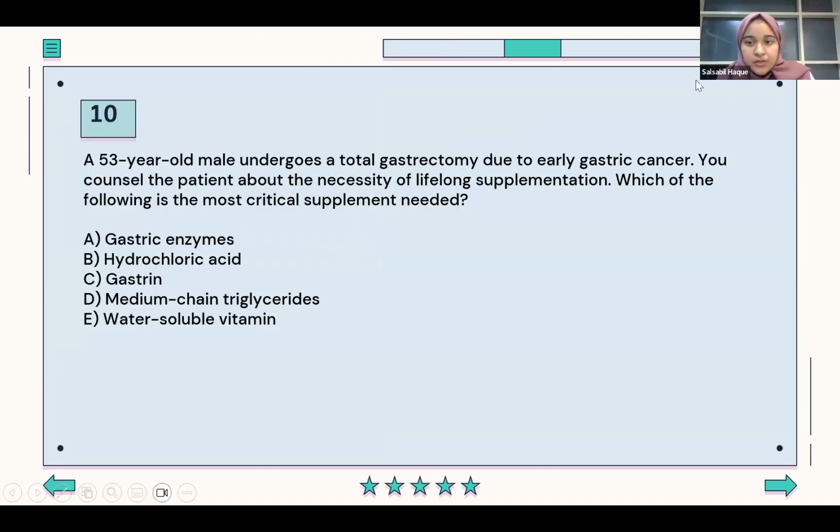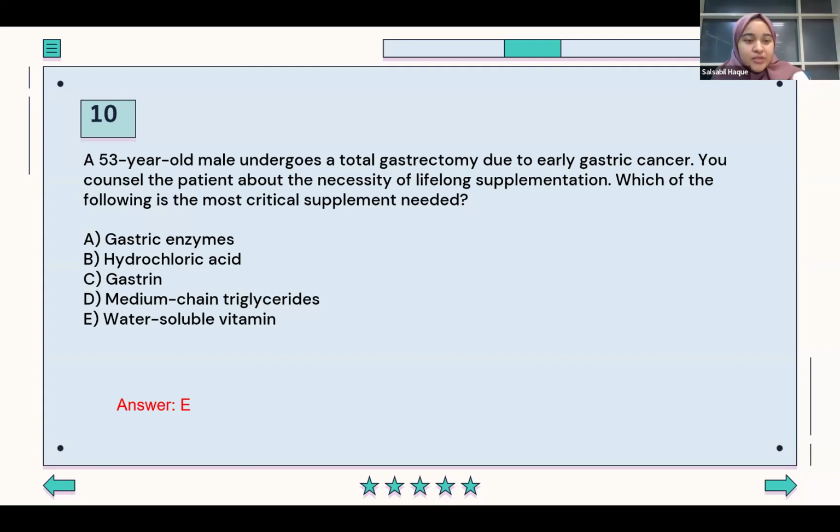Okay, then next question. A 53-year-old man undergoes total gastrectomy due to early gastric cancer. What would you counsel the patient for lifelong supplementation? Which of the following is the most critical supplement? Okay, we have an answer, E. Let's see if you're right. You are right. Good job, mashallah.